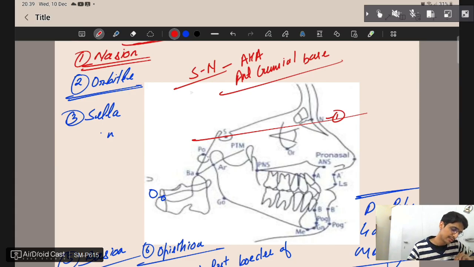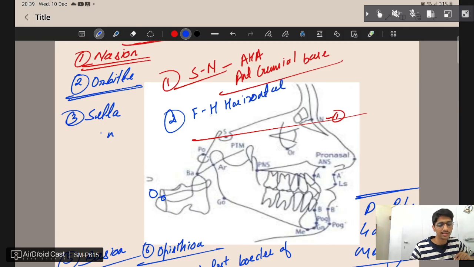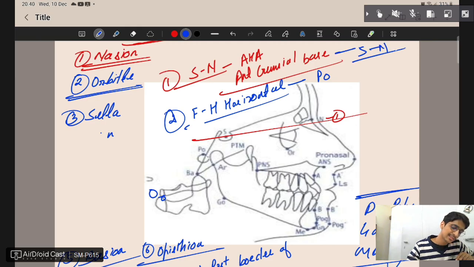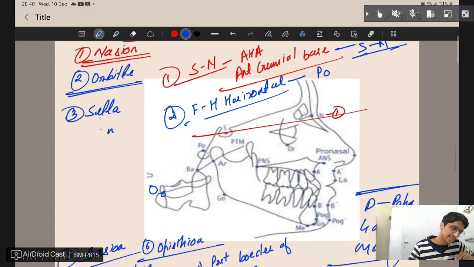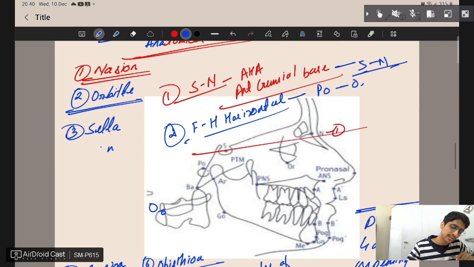Then we have the FH plane. This is also a horizontal plane. Remember, guys, we discussed above that we have to align the patient's FH plane parallel to the ground while taking the cephalostat. Now I'm going to tell you what the FH plane is. The SN plane's name speaks for itself, sella to nasion. But the FH plane is not like this. It starts from porion to orbitale. Why was it named Frankfurt? Because a conference was held in Frankfurt. That's why they named it FH.